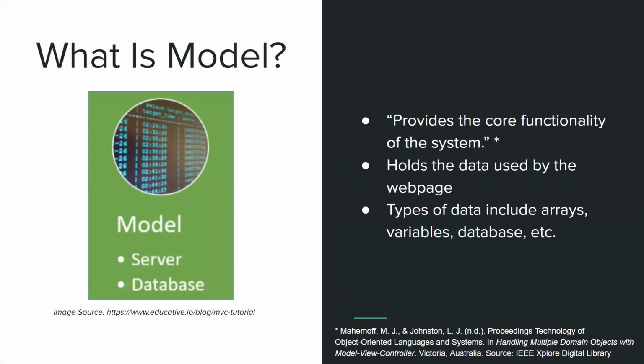First is the model part of the model view controller design pattern. The model provides the core functionality of the system. This holds the data used by the web page or by the application. Types of data include arrays, variables, databases, servers, and so forth. The model is where the information is stored and retrieved from.